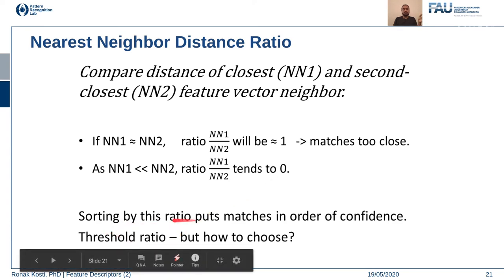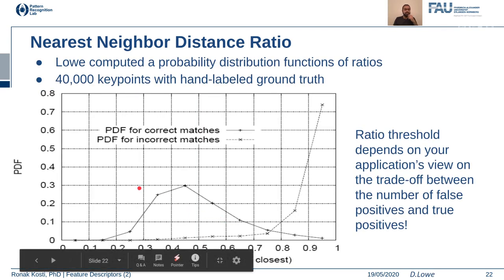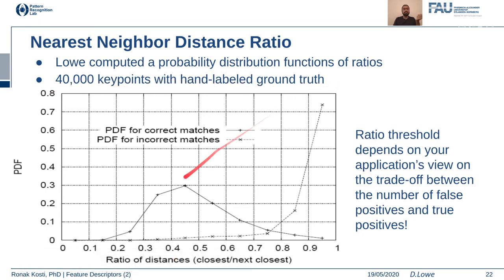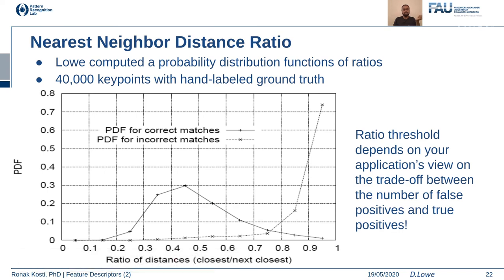When you sort by this ratio across all the features that you have matched, you get a probability distribution basically. So you get a PDF, a probability distribution function of these ratios across 40,000 key points. When you plot them like this for the correct matches, you will get a peak of sorts, whereas for incorrect matches it will usually give you a graph like this. And it's easy to select the key point in this case when you have selected the correct feature.